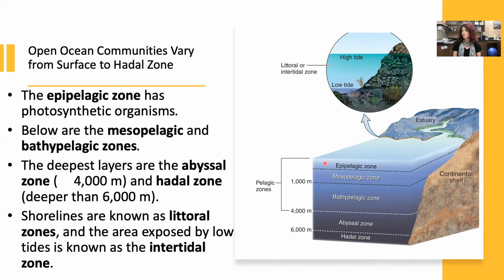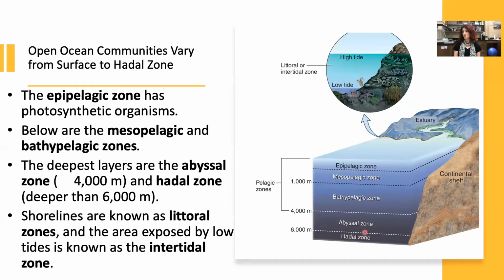So really, you don't have to do much in the way of memorization for the zones of the pelagic realm because by their name, they tell you what they are. So the epipelagic zone and the mesopelagic zone, you usually find down to a depth of 1,000 meters in the open ocean. Below that, you have the bathypelagic zone, which reaches 4,000 meters. The deepest layers are the abyssal zone here and the hadal zone, which is deeper than 6,000 meters.